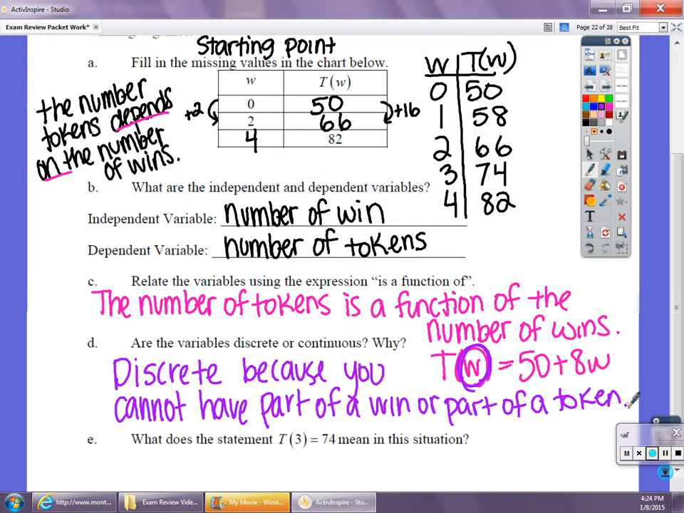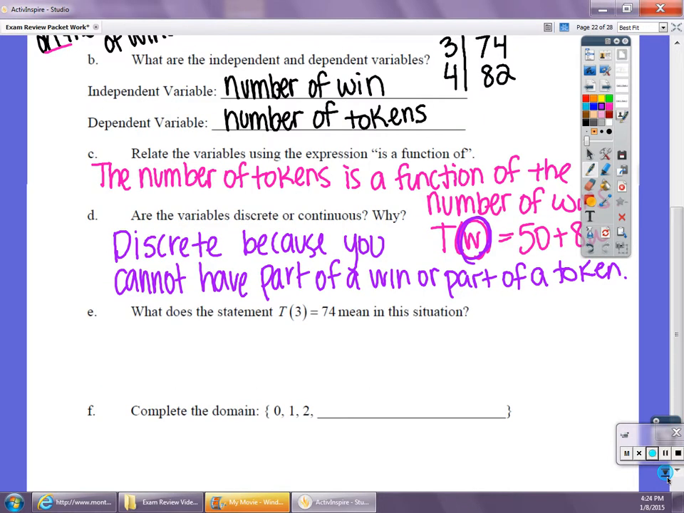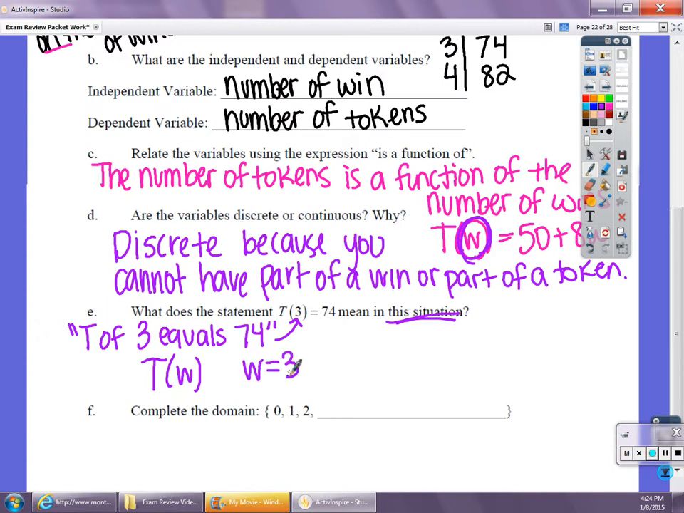All right, part E. What does the statement T of 3 equals 74 represent in this situation? Okay, I am going to write out that T of 3 equals 74 is how we read that. But in the context of this situation, we want to be specific. Remember our function notation was T of W. So instead of W there, we have T of 3, so we know that W equals 3. Therefore, the number of tokens is 74.